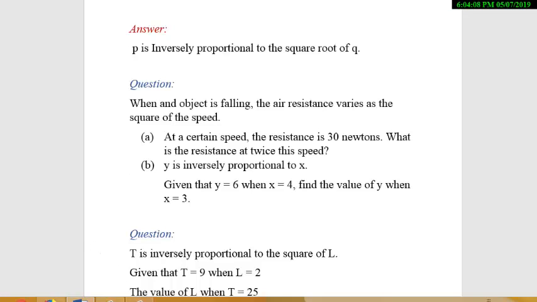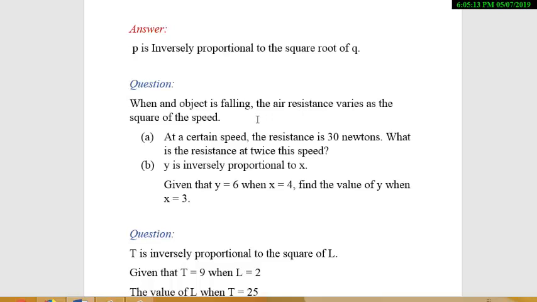Okay, so as we discussed, if we take the common sense, as the speed of an object keeps on increasing, the resistance of the air will also keep on increasing. So in such situation, when the value of one variable is increasing, and in the same way the value of the second variable is also increasing proportionally, this situation is called directly proportional. So here we can use our common sense and we can say that this is directly proportional situation.